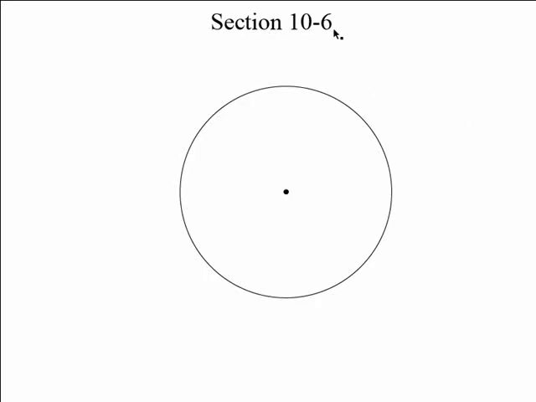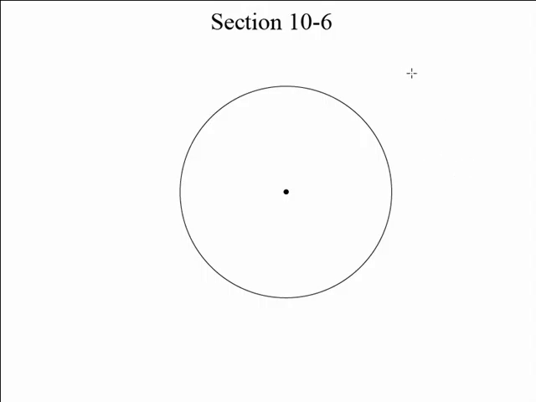All right, we're doing section 10.6 right now in geometry. First thing we're going to do is a definition. We talked about the tangent yesterday. What did the tangent do? It was a line, right, that hit a circle at one point. Okay, so we talked about that.